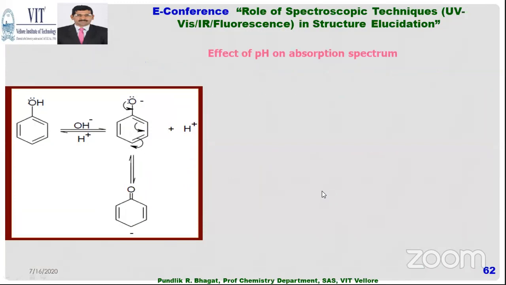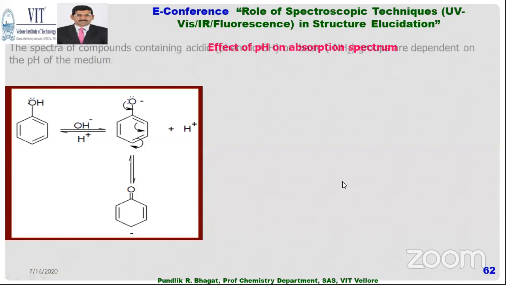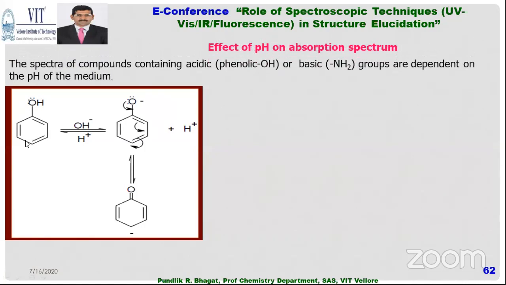So here I try to show how pH is affecting the absorption of the spectrum. So here you see the phenol. If it is treated with alkali, it will abstract the proton and convert to phenoxide ion.